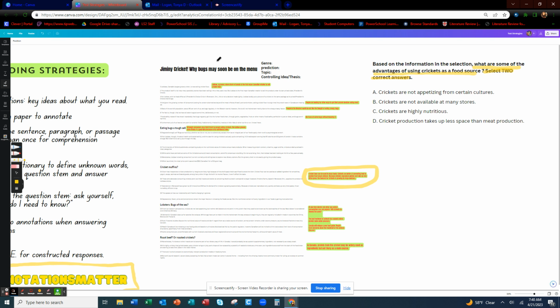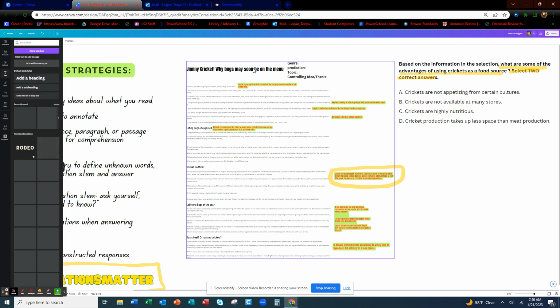So today, once you leave this slide presentation, you will find this particular passage in your Reading Language Arts Google Classroom. Jiminy Cricket, Why Bugs May Soon Be on the Menu. Please remember to always, and this is part of your annotation here, note the genre and your prediction. I like to add the topic.